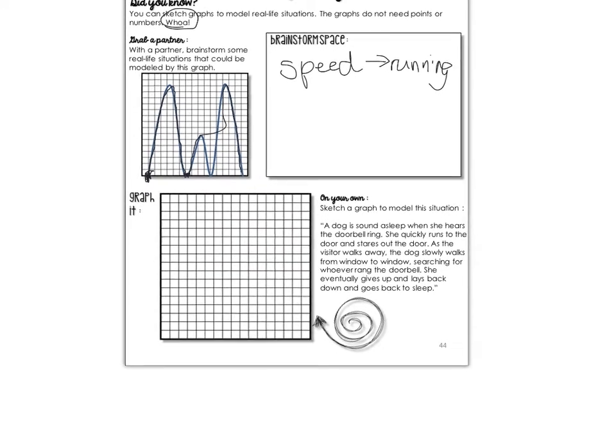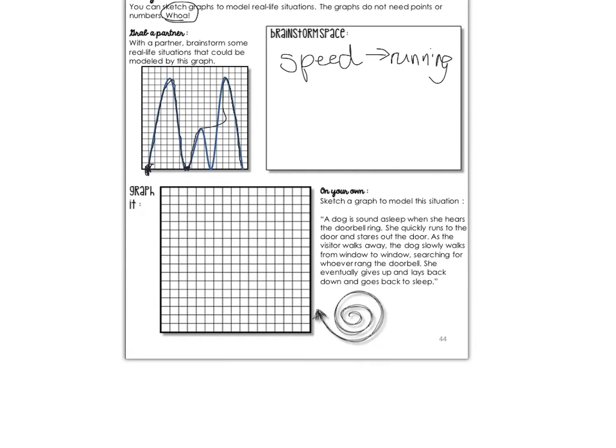Okay, if we look down at the bottom part, now it says on your own. It says sketch a graph to model this situation. A dog is sound asleep when she hears the doorbell ring. She quickly runs to the door and stares out the door. As the visitor walks away, the dog slowly walks from window to window, searching for whoever rang the doorbell. She eventually gives up and lays back down and goes back to sleep.